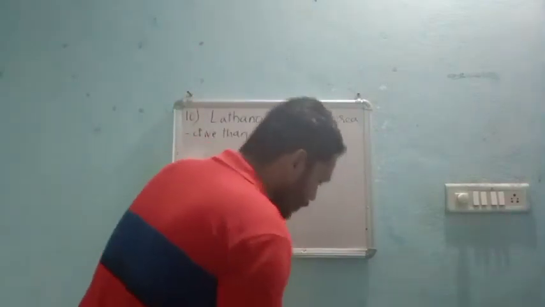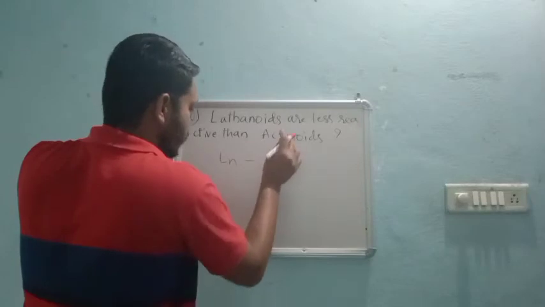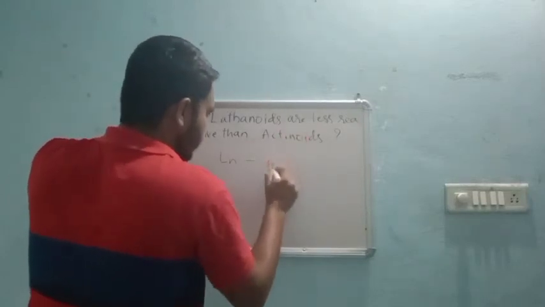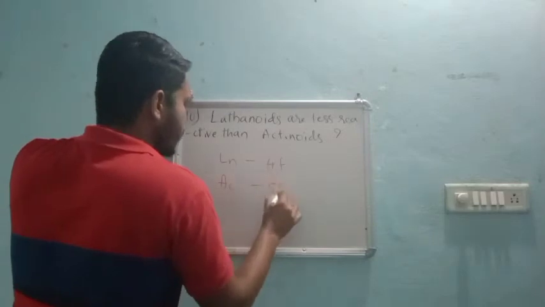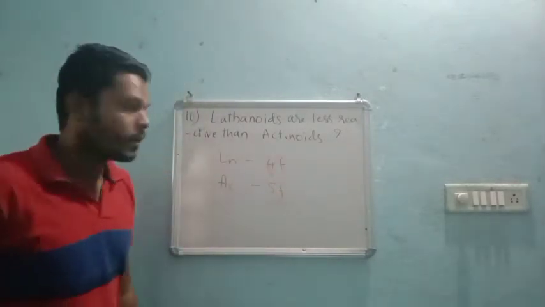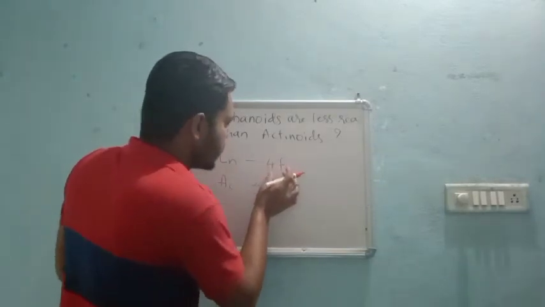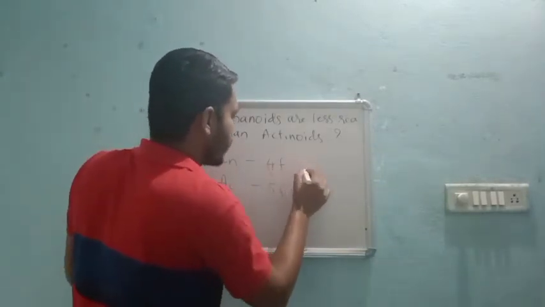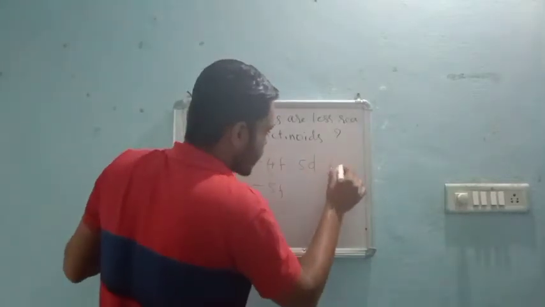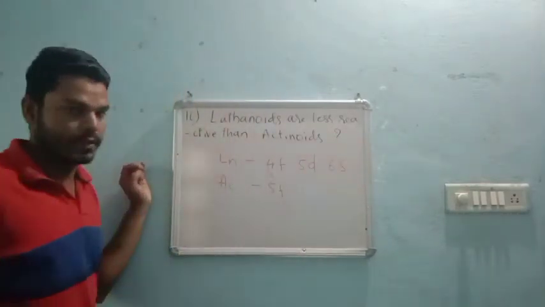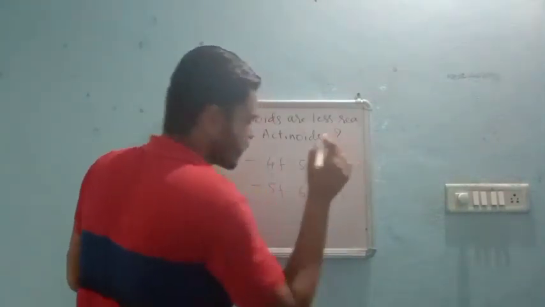see here, lanthanoids are nothing but 4f series elements. And what about actinoids? Actinoids are 5f series elements. Very simple. So see here, these are 4f, which means the d will be 5d and the outermost shell will be the 6th, here 6d and 7s.